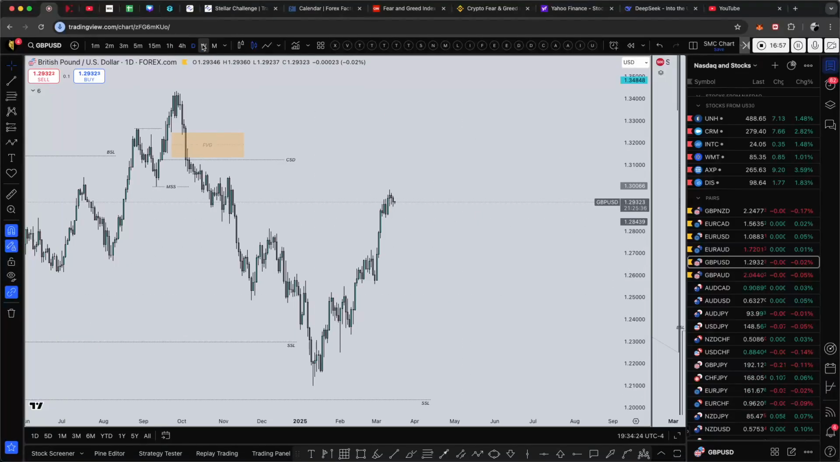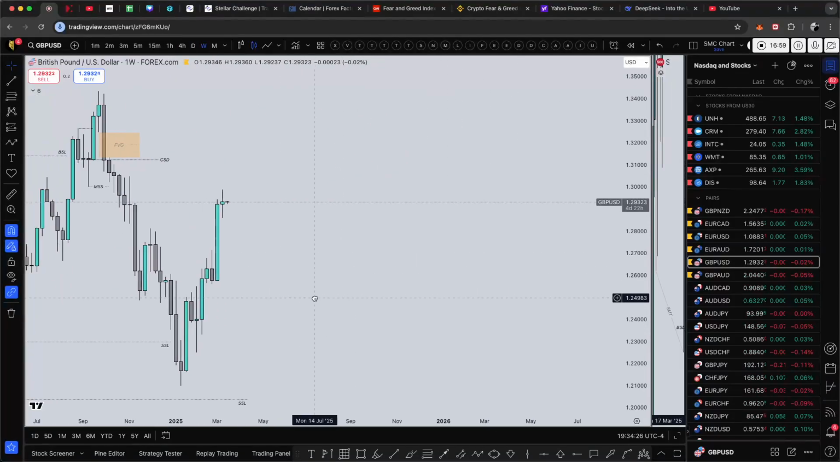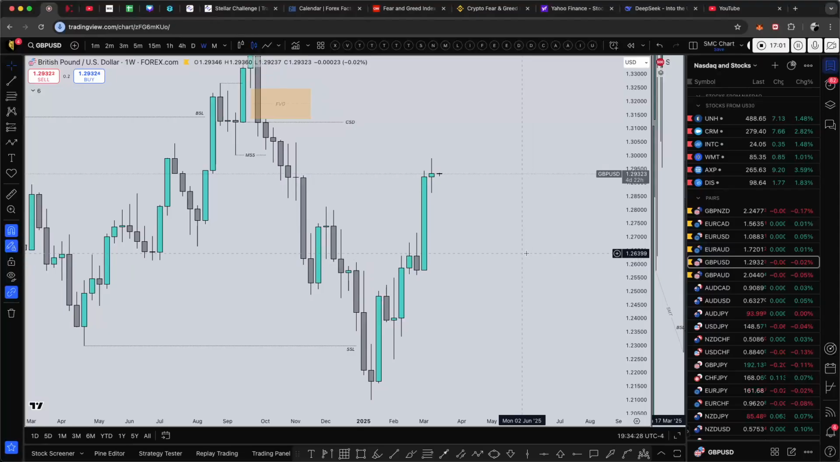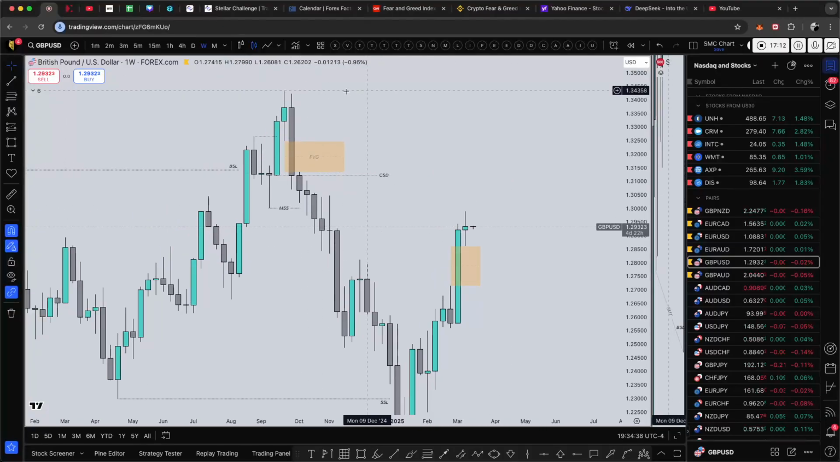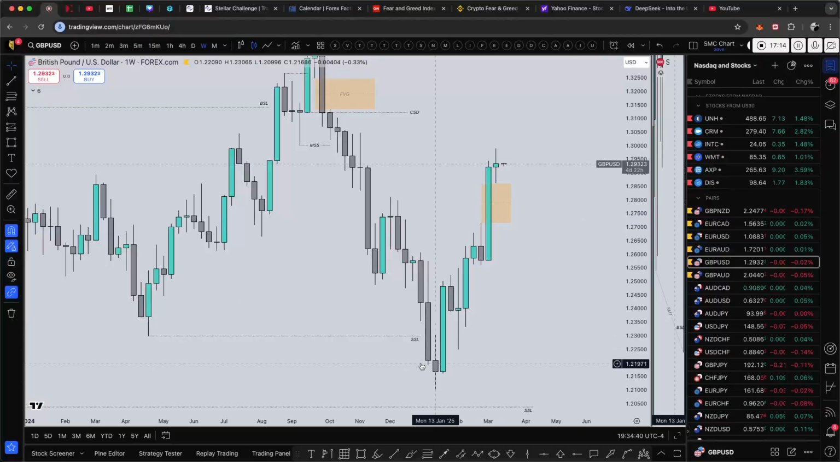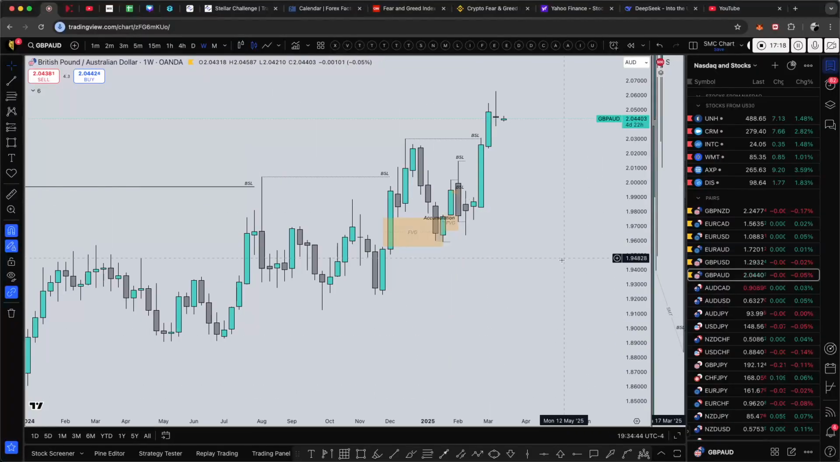GBP USD is similar again, very similar. Notice that little pin bar. We're definitely, for the past 2 weeks, right there, big bullish. Let's wait for price to pull back, tap, and then probably continuation to the upside, maybe to this high. After this liquidity was taken, it's pushing up very strong.